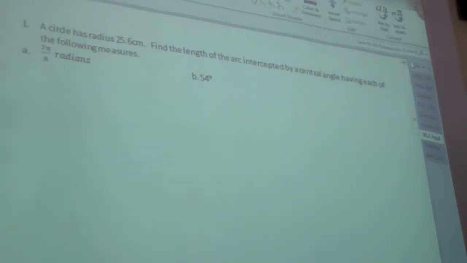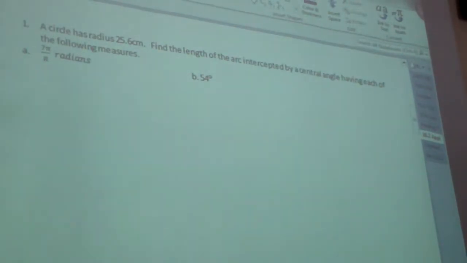So down here, we're just going to do a couple basic equations, finding the arc length. I have a circle with radius 25.6 centimeters, and we want to find the length of arcs intersected by the central angle, having each of the following measures. The first one is 7 pi over 8 radians.